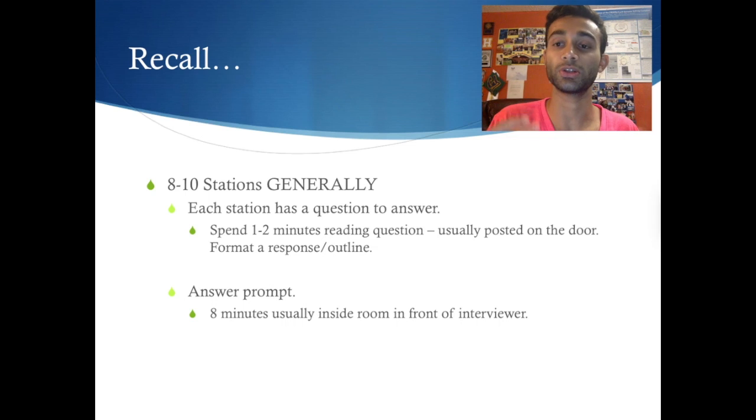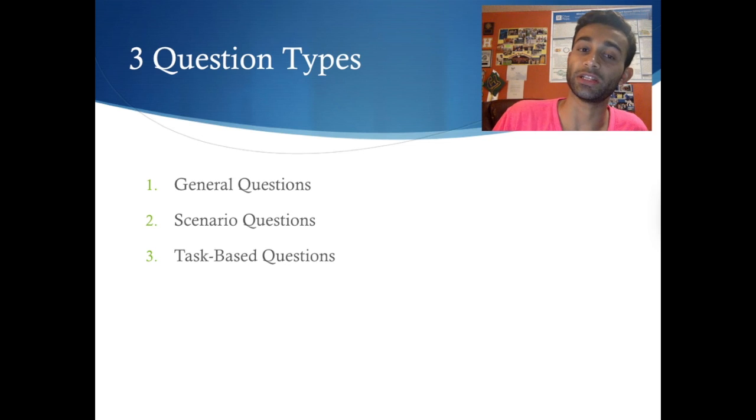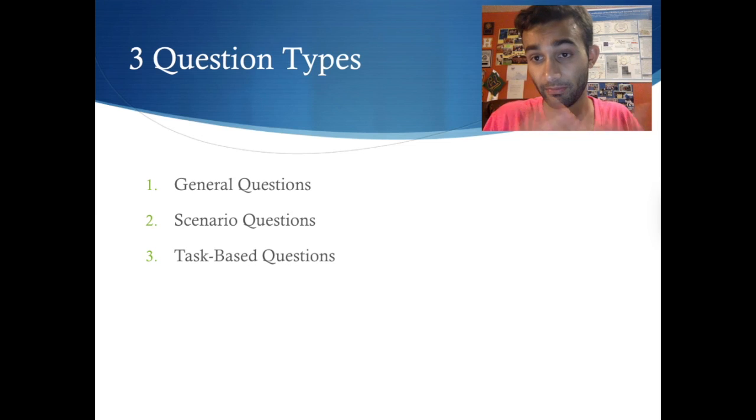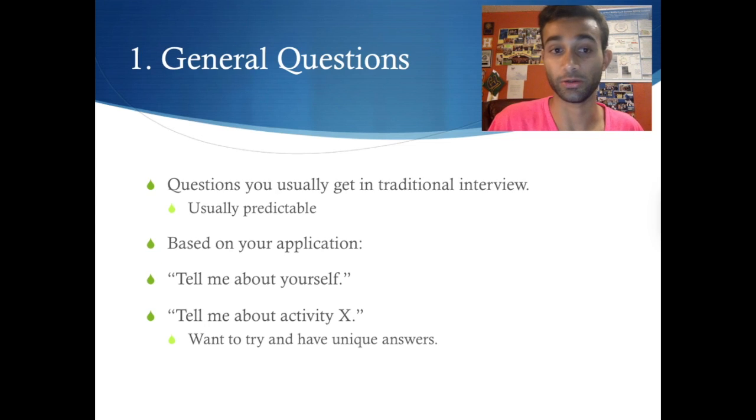The prompts usually occur in three main categories, and I'm going to go over these three categories. These three categories include general questions, scenario questions, and task-based questions. And so we're going to discuss what these mean. These are just the names I've given them because I've done a lot of research on these, but you can name them however you want, and you'll see that they're pretty distinct from each other.